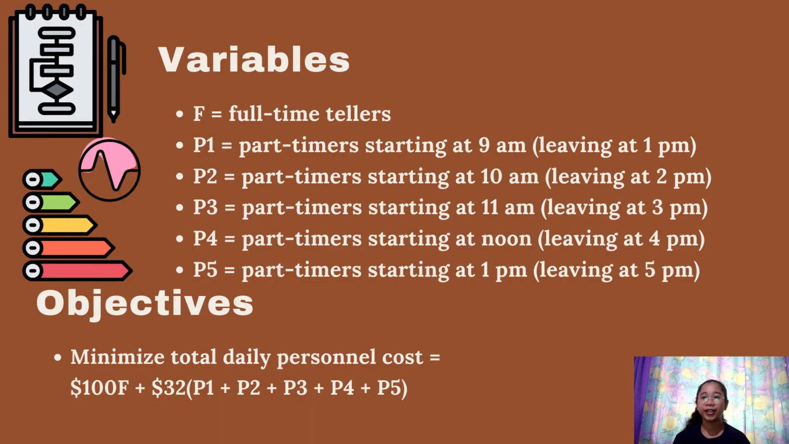Here are the variables we can use to achieve the goal or objective, which is to minimize the cost of daily personnel. Let F be the full-time tellers, P sub 1 a part-timer starting at 9 a.m., P sub 2 a part-timer starting at 10 a.m., P sub 3 a part-timer starting at 11 a.m., P sub 4 a part-timer starting at noon, and P sub 5 a part-timer starting at 1 p.m. The objective is to minimize the total daily personnel costs, and to get this, the salaries of full-time and part-time workers will be added and multiplied.